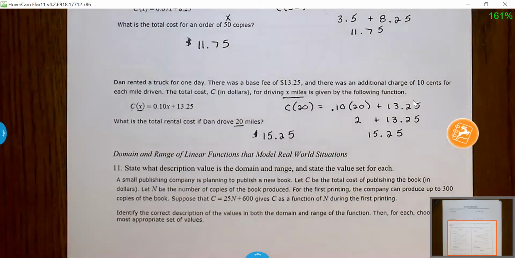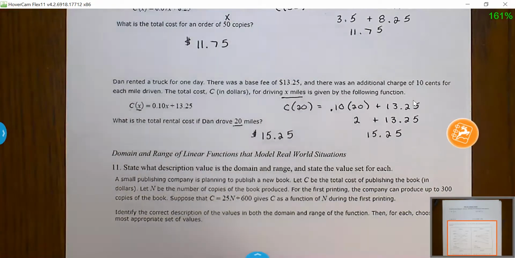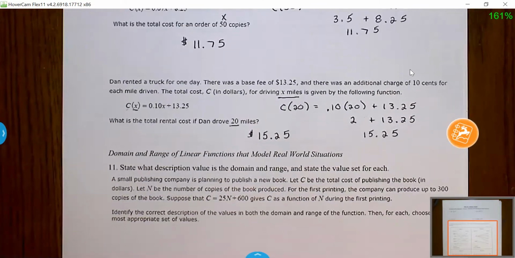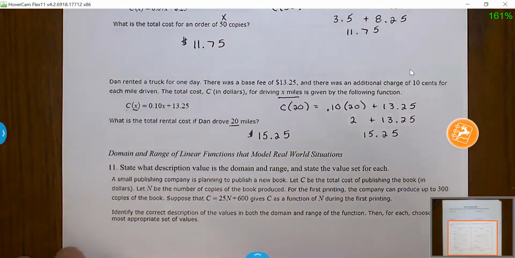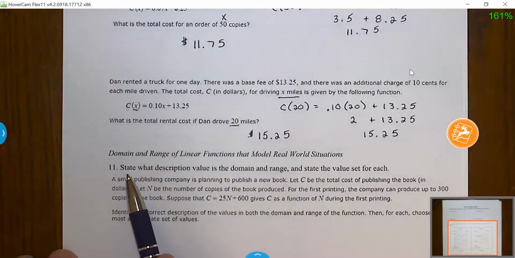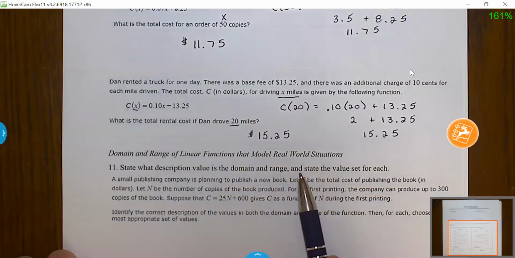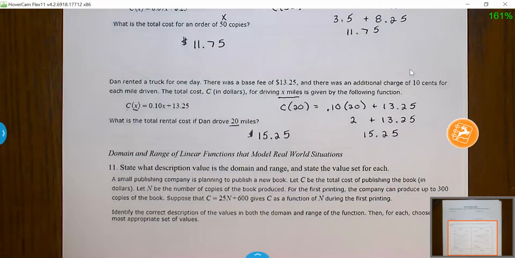Okay, the last topic we're going to get to on this video is the domain and range of linear functions that model real-world situations. So we have to state what description value is the domain and range and state the value set for each.